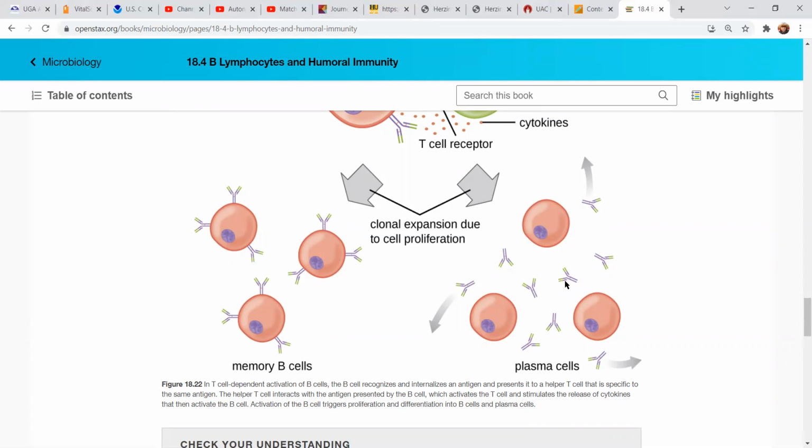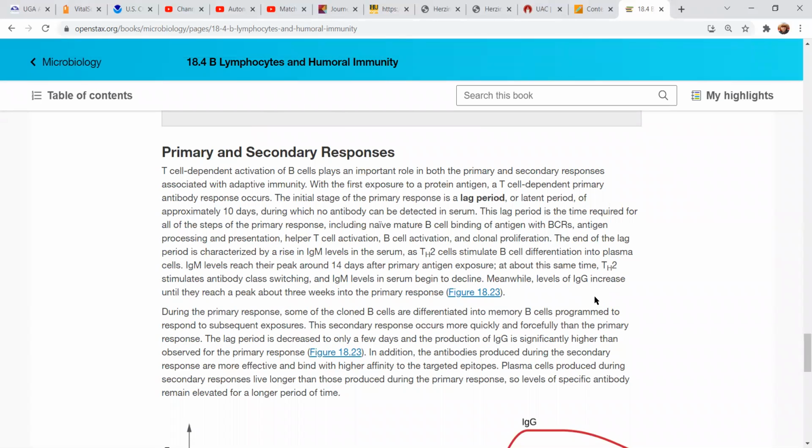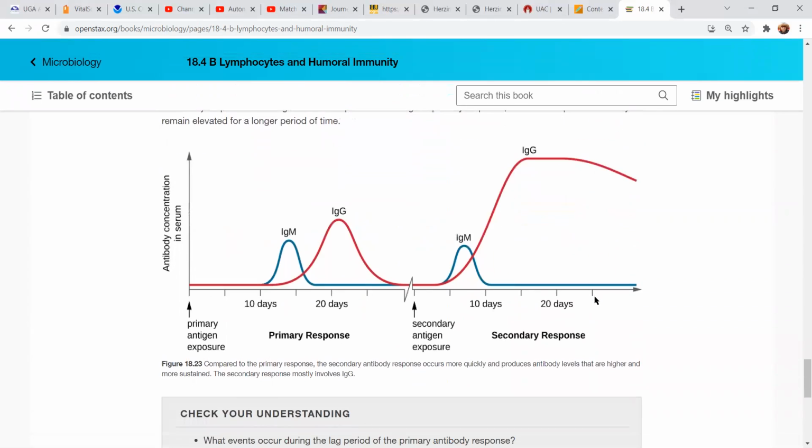So we have kind of this double arm approach where we have these memory B cells that remember and can launch that response very quickly. And we get these plasma cells that their sole purpose is just crank out hundreds and thousands of those antibodies that can attack that particular antigen. So the T cell dependent activation of B cells is important in both the primary and secondary responses.